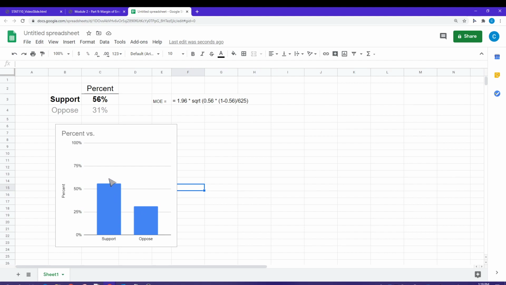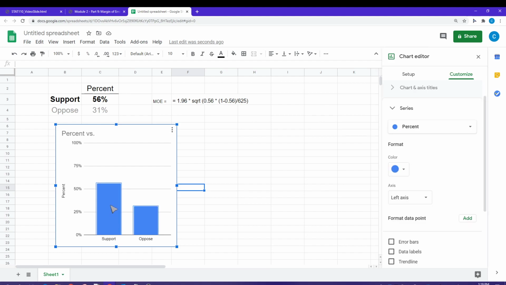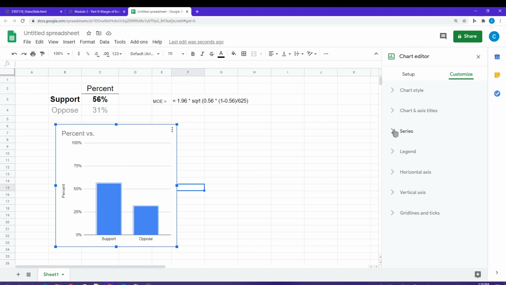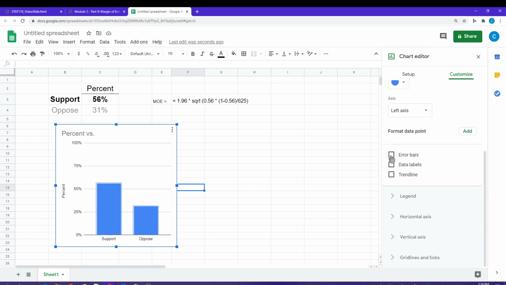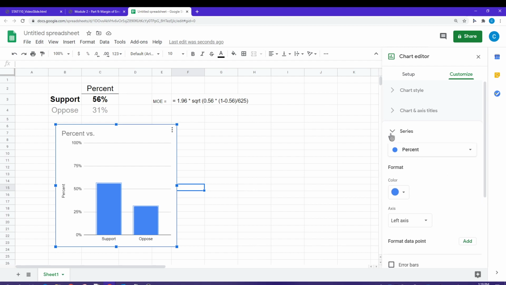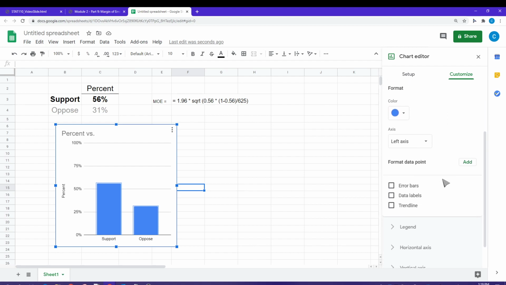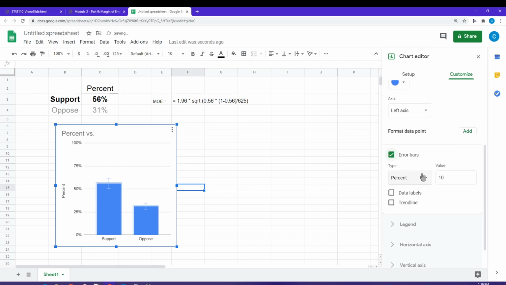If I want to add the error bar on that, so that's the 3.9%, what I do is, again, just select the bar here. Underneath Customize, under my chart editor, I can select Series. Down here I have an error bar checkbox. So again, this is underneath the Series tab. I have an error bar checkbox.